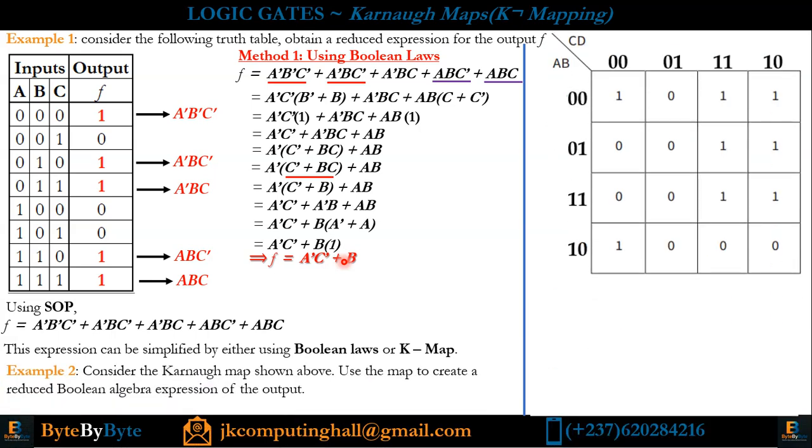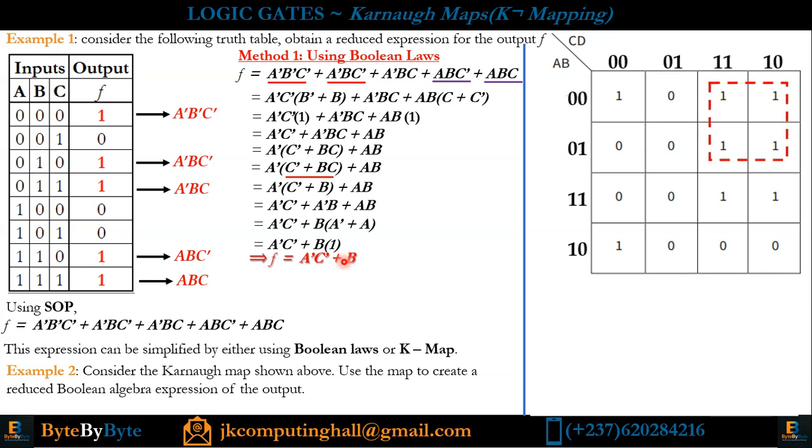Example 2. Consider the Karnaugh map shown above. Use the map to create a reduced Boolean algebra expression of the output. So in this case, you have a Karnaugh map already. It is just like you were given a truth table and you mapped already. This exercise was for you to carefully understand how the grouping is being done. Okay, what do we have here? A Karnaugh map of 4 inputs. How do we group it?